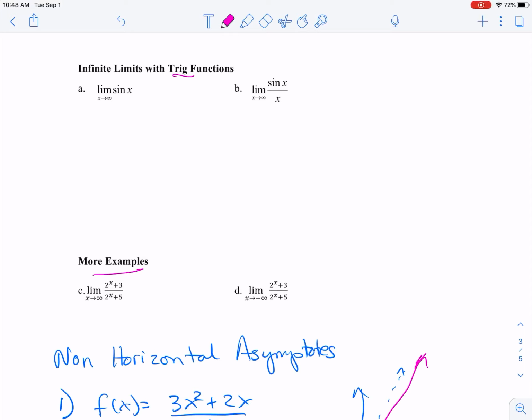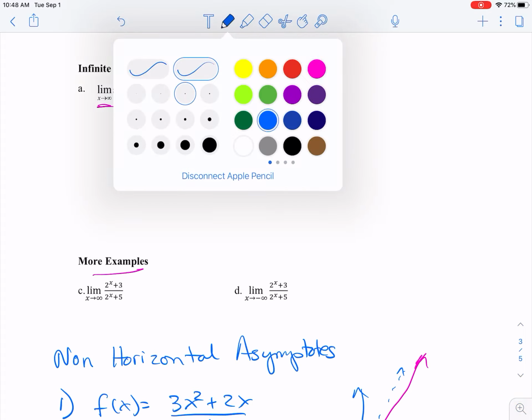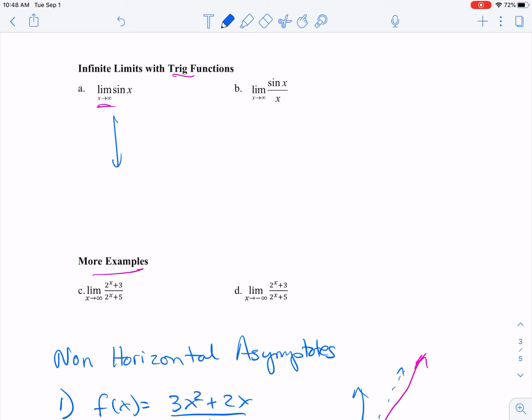Part 3, limits at infinity and infinite limits. The first two are trig functions. I have the limit as x goes to infinity of the sine function. What's the sine function graph look like?